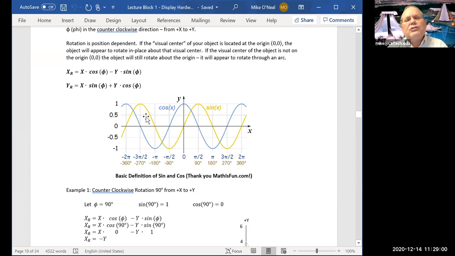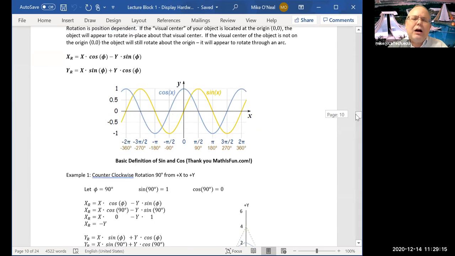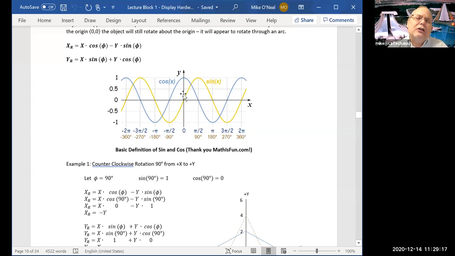So those are our sine and cosine basic definitions in terms of a wave function. You can also define them in terms of trigonometric functions, which we'll see in a minute. But that's the basic definition. And also, there are two separate systems for talking about these things.